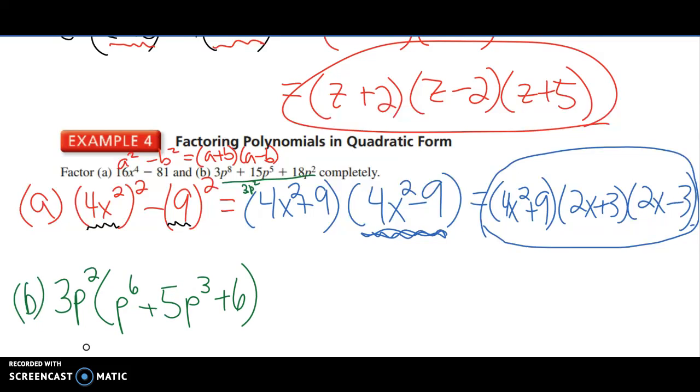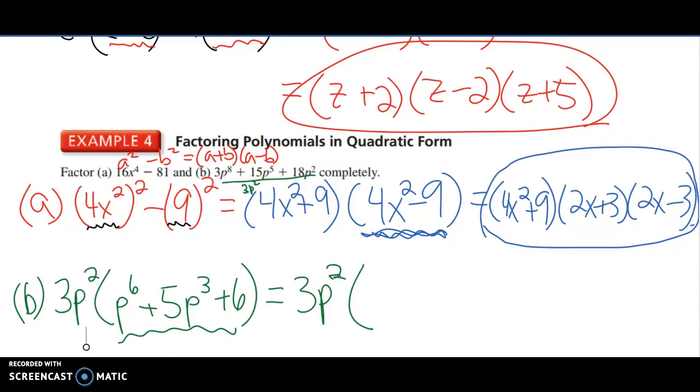Now I have to figure out, can I factor this second polynomial that I just came up with? And the answer is yes, I can. From the last video, you got the definition of quadratic form, and that's going to help us to factor this. So I have 3p squared on the outside still. That doesn't change. And then p to the 6th plus 5p to the 3rd plus 6. I think to myself, what 2 numbers multiply to 6 and add to 5? So that would be 3 and 2.